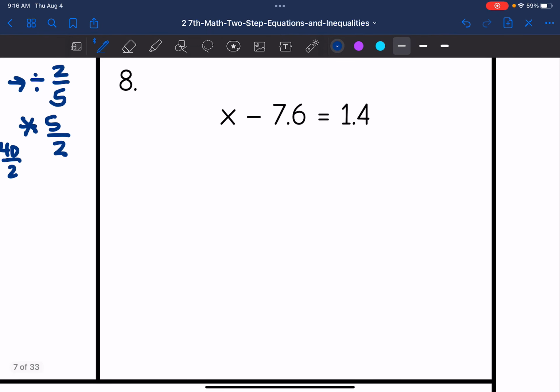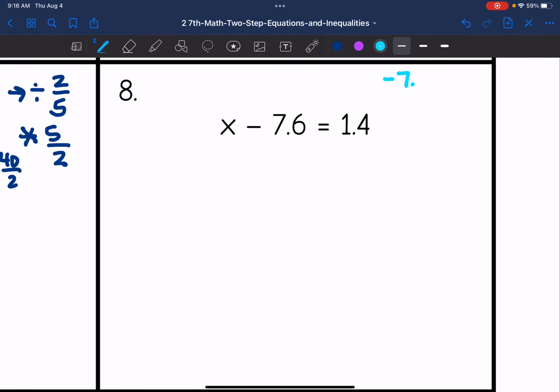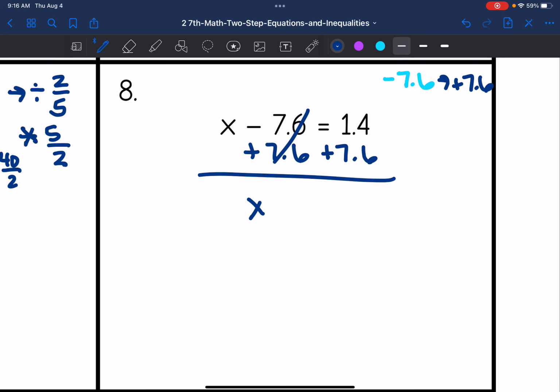Number 8, I have x minus 7.6 equals 1.4. So I am subtracting 7.6 from x. I need to do the opposite of that, which is add 7.6. So I'm going to add 7.6 to this side of the equal sign, and I have to do it to this side as well. And I get x equals 1.4 plus 7.6 is 8. Oh no, sorry, 9. 9.0 or just 9.